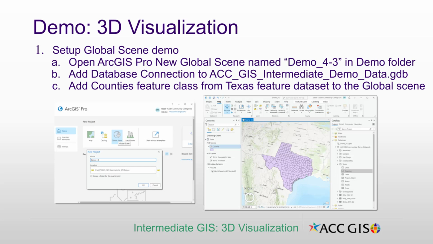In step one, we'll set up our global scene demo. First, you'll open a new ArcGIS Pro global scene named demo_4-3 in your demo folder. Then you'll add a database connection to the ACC GIS Intermediate Demo Data File Geodatabase. And last, you'll add the counties feature class from the Texas feature dataset to your new global scene.